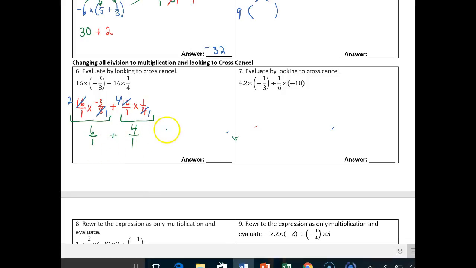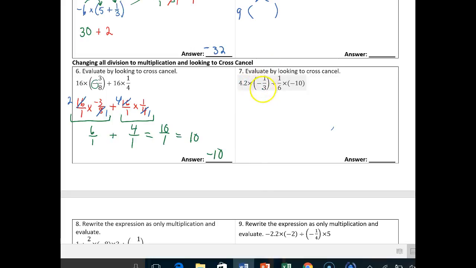Can I just add straight across? Yes, I can, because I have the same exact denominator. So I get 10 over 1, which is really just 10. Now go back, look at your problem. How many negatives did you have in the entire thing? You only had 1, so your answer should be negative 10. All right? Let's quickly look at number 7.